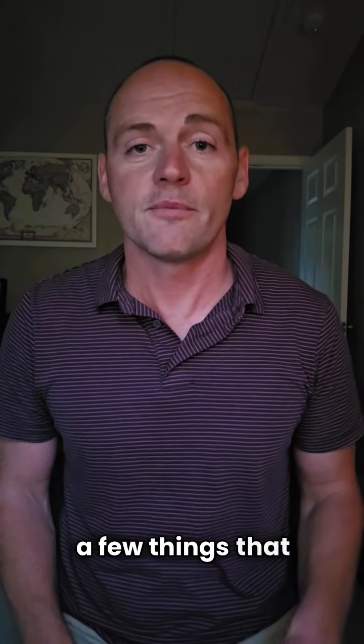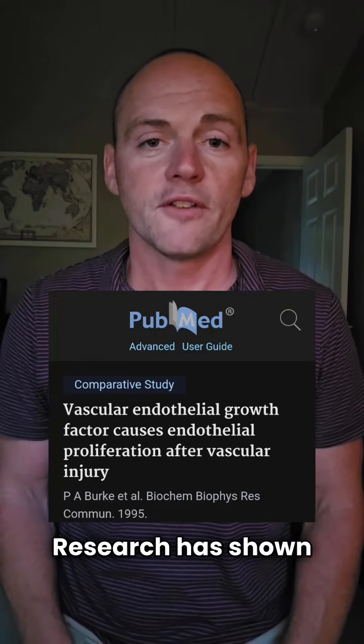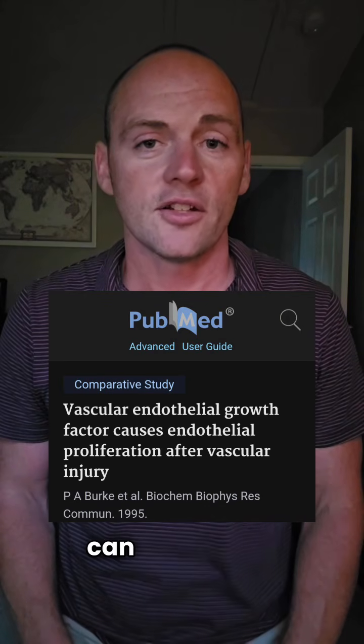So the answer to how do we prevent plaque is how do we prevent the cells that line the artery from multiplying? Well, there are a few things that have been shown to cause these cells to start to multiply. Research has shown that physical damage to the artery lining can cause this. There are many things that have been shown to damage the artery lining. Things like heavy metals, herbicides and pesticides, plastics, endotoxins, the list goes on and on.